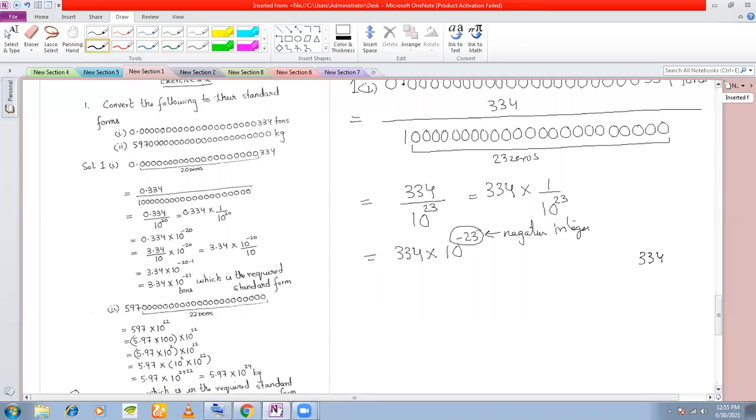How will I convert this into a number between 1 and 10? 334. I have a decimal point here. How many decimal points do I need to shift? 2 decimals to make it 3.34. But when I'm shifting 2 decimals to the left, I need to multiply this by 100, right? So therefore, 334, I can write this as 3.34 into 100 into 10 to the power of minus 23, right?